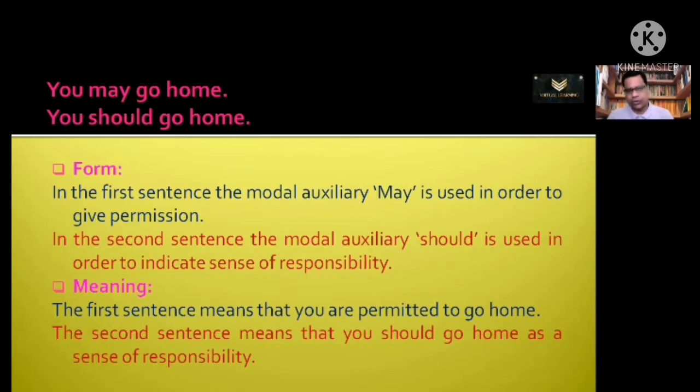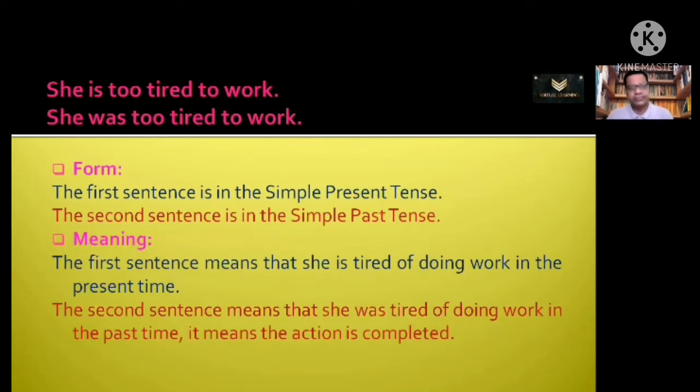Better you go back home. It is your sense of responsibility for your family. So this is how the use of may and should changes the meaning of the respective sentences. Right? Now I'll proceed with one more pair on your screen.